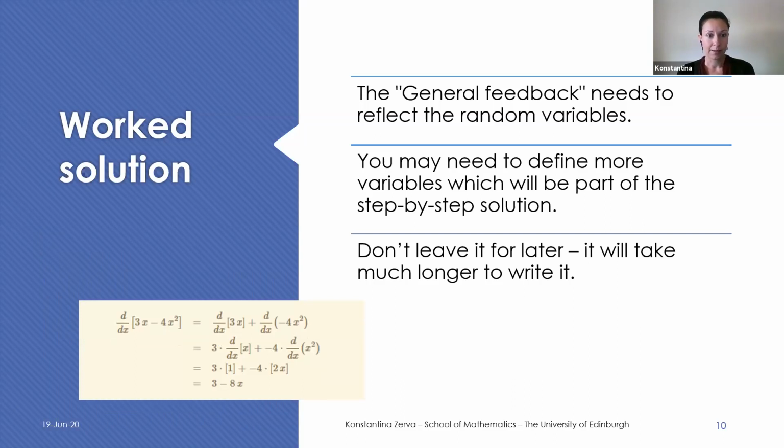So that's a very small example of a worked solution. We need to find the derivative of 3x minus 4x squared. Of course, 3 and 4 are random variables, so they will be different for each student. So apart from just having a variable that defines the function we want to differentiate and the variable that defines the correct answer, we may also need variables like one that gives you back the derivative of 3x and another that gives you back the derivative of 4x squared, or better said, of a times x and b times x squared.